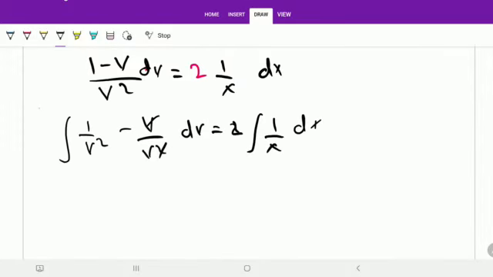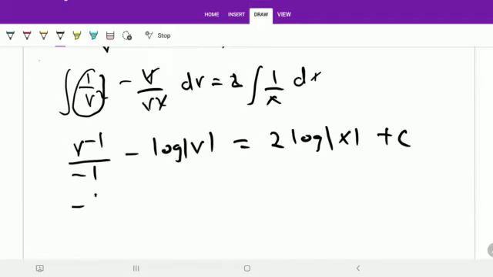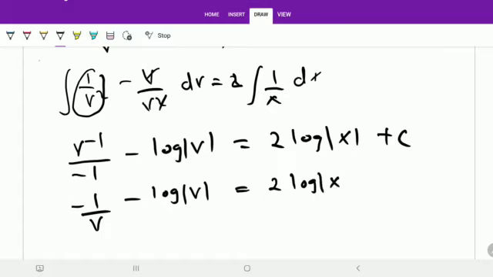The v gets cancelled. Integration of 1 by v square will be v to the power minus 1 upon minus 1, minus log mod v. This will be 2 times log mod x plus c. We want to simplify this. We get minus 1 by v minus log mod v, and this will be 2 times log x. I keep it as it is.